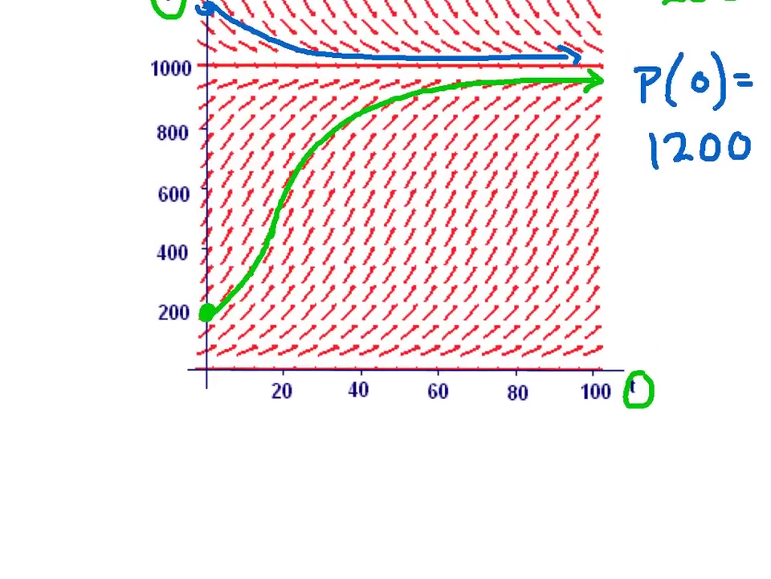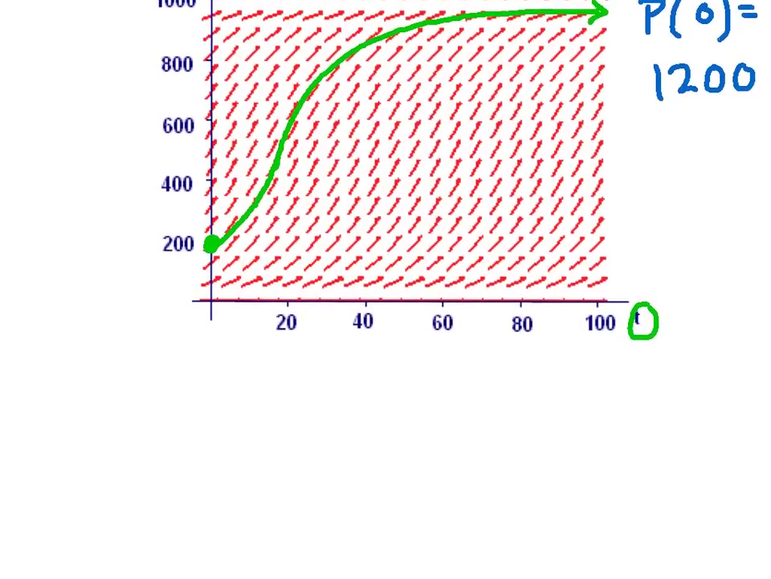The thing here, I want to pose two questions. Let's go back, we're going to use the green color here. I want to focus on that first solution where we said P of 0 equals 200.